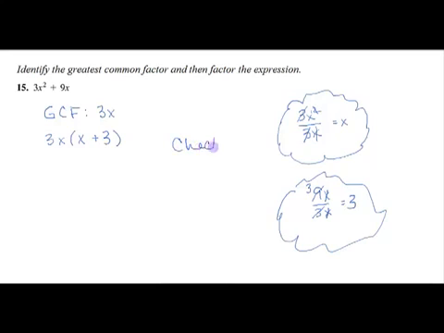Now to check this, we take the factors that we came up with and multiply them back out. So 3x times x is 3x squared, and 3x times 3 is 9x. I do indeed have the polynomial I started with, so this is the way that my polynomial factors. Now I have terms here and here I have factors because it's this times this. So I've turned something that looks like terms into things that look like factors.